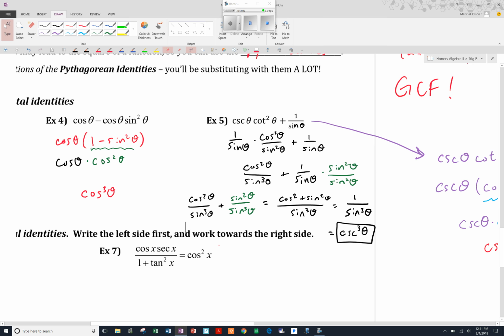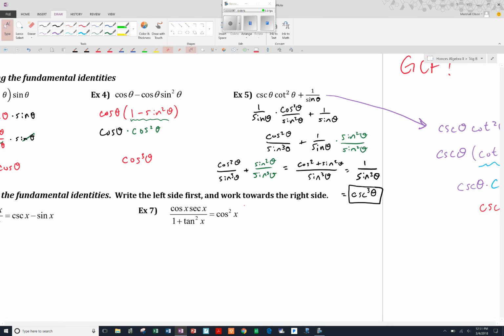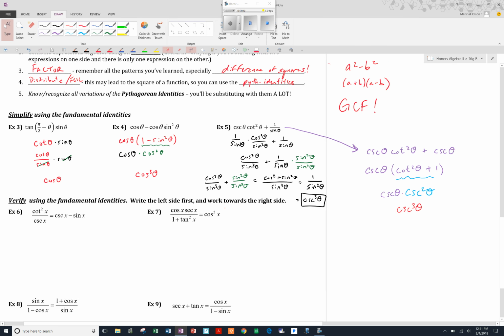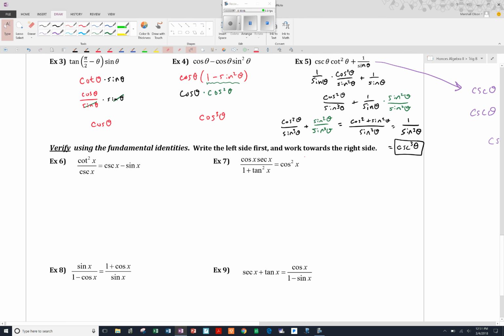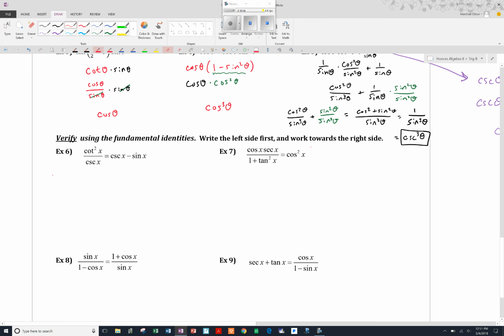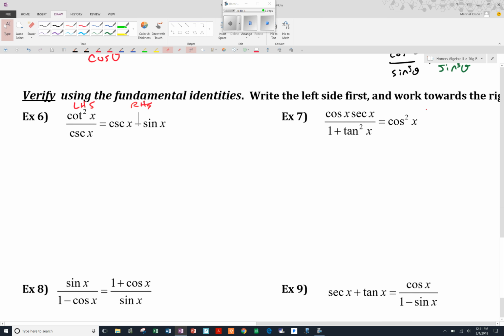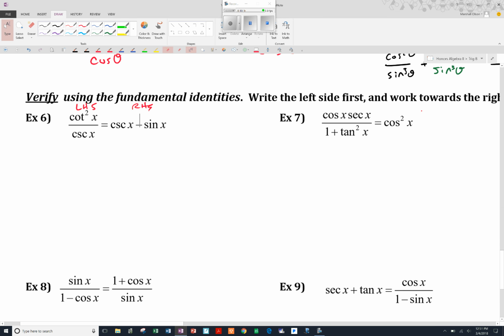So that's simplifying. I actually think that verifying is a little bit easier because you know where you're headed. With simplifying, you're just trying to make it look simpler. But with verifying, you know what you're trying to get to. So in example 6, we want to make our left-hand side become this right-hand side here. Now, my one thing that I ask you to do is just start with one of the sides, usually the more complicated side. I almost always start with the left-hand side.